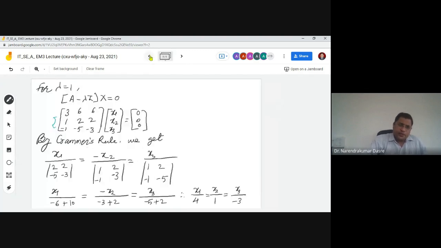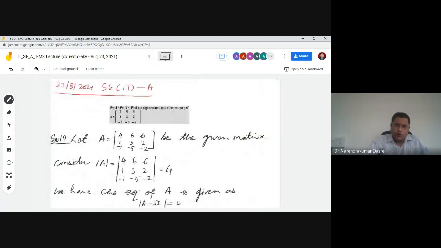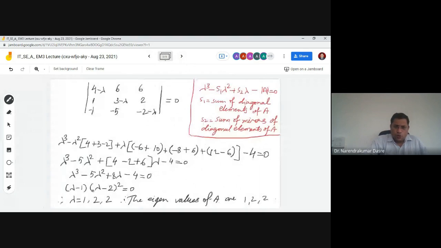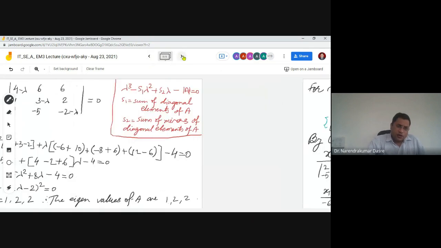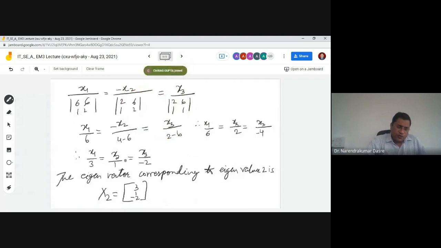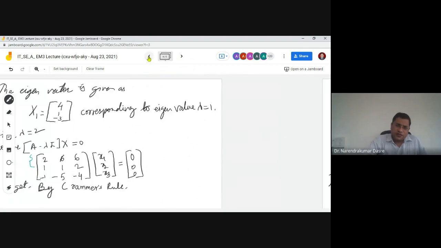Though this lambda is repeated 2 times, so here we got the value 2, 2 times. Here the value of lambda equal to 2 is repeated 2 times, but we can see we are able to find out only one eigenvector. So is there any chance that you will find out another eigenvector? You can verify this answer.